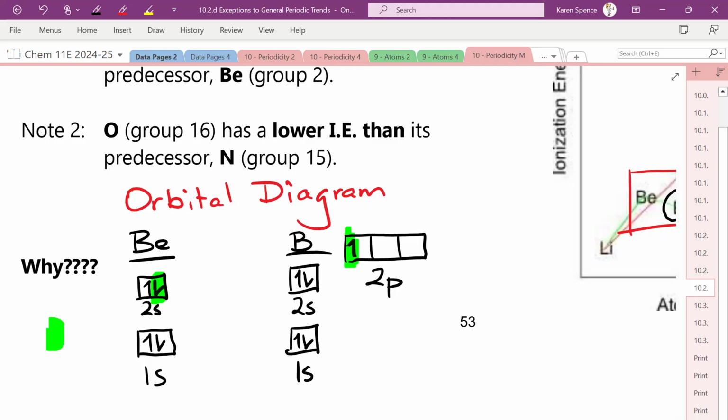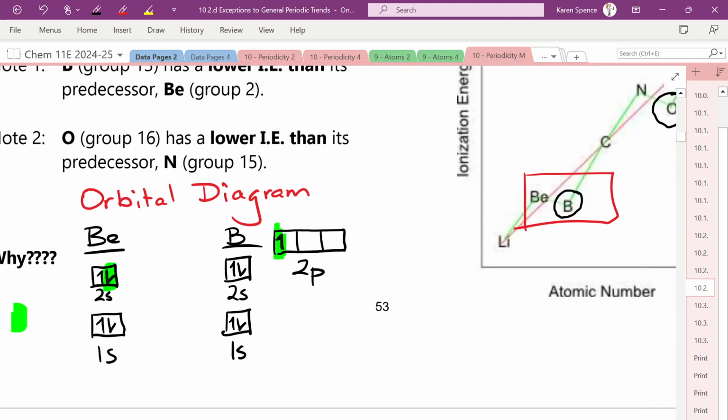Chat with your partner. Why is it easier to remove an electron from boron than it is from beryllium? That's what it means, because this is lower. It's easier to remove an electron.